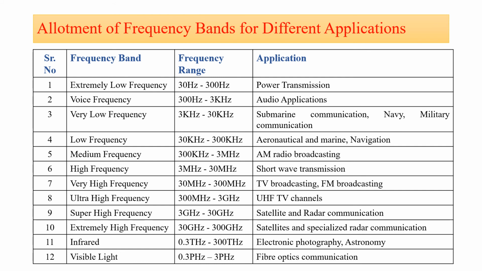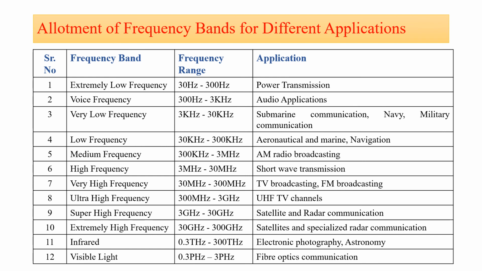Then the next frequency band, that is ultra high frequency, which has the frequency range in between 300 MHz to 3 GHz, and which is used for the ultra high frequency TV channels. Then the next frequency band is the super high frequency, which has the frequency range in between 3 gigahertz to 30 gigahertz, and which is generally used for the satellite or the radar communication. Then the next frequency band is the extremely high frequency, which lies between 30 gigahertz to 300 gigahertz, and which is used for the satellite and the specialized radar communication.